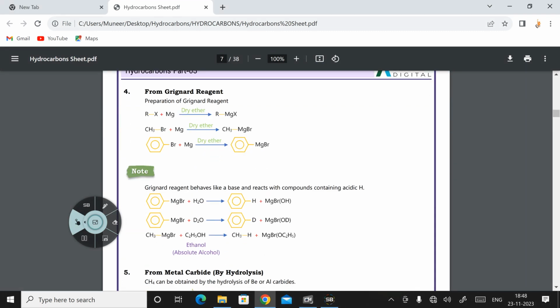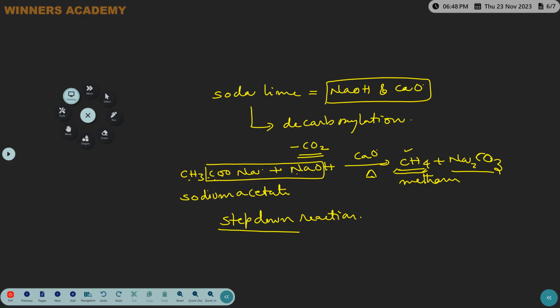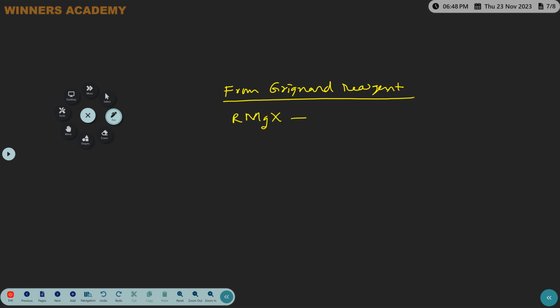Beta keto. Next, from Grignard reagent. Okay, from Grignard reagent. What is a Grignard reagent? Do you know? Grignard reagent is very, very important. RMgX is called a Grignard reagent.